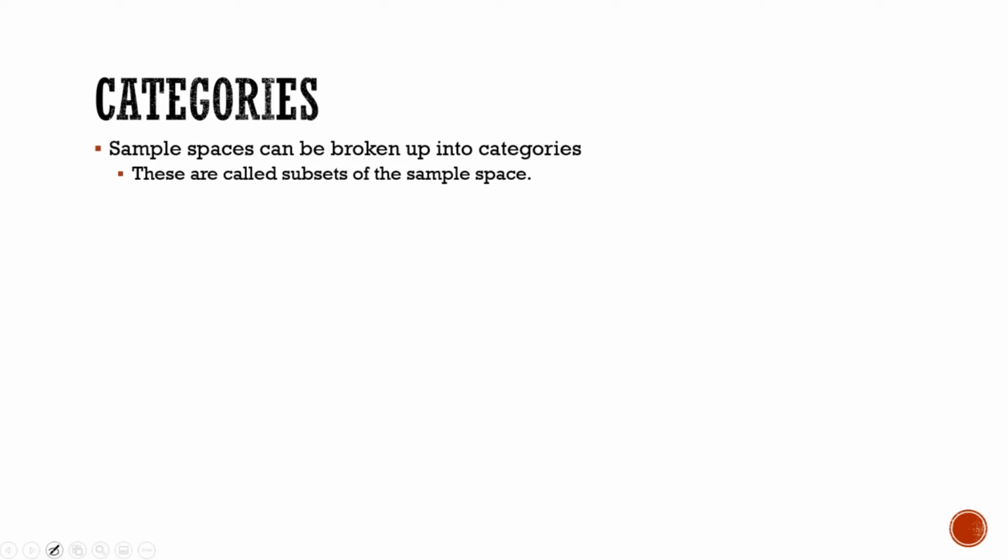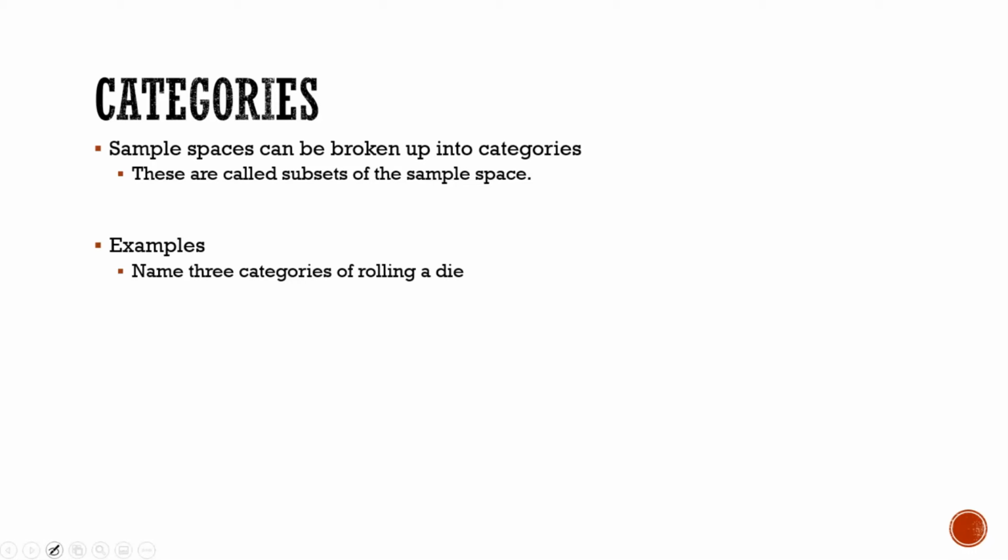Our next vocabulary word is categories. Sample spaces can be broken up into categories. These are called subsets of the sample space. Name 3 categories of rolling a die.